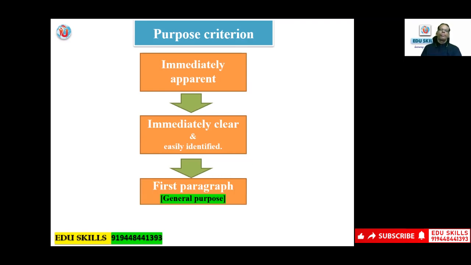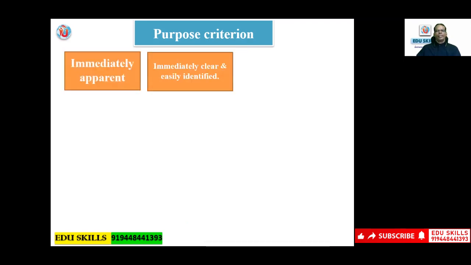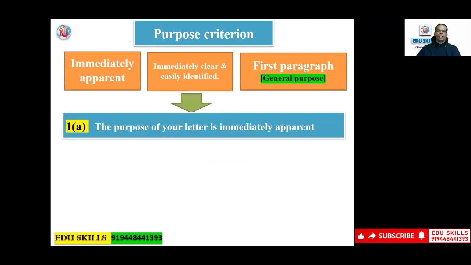This is the general purpose of the letter. Then you have to detail it in other paragraphs. This is the general statement. We can call it, in other words, a thesis statement in IELTS language. Okay, but always remember, the key is flexibility. So purpose criterion: immediately apparent, immediately clear and easily identified, first paragraph, general purpose. So the purpose of your letter being immediately apparent is the first segment of your purpose or introductory paragraph.